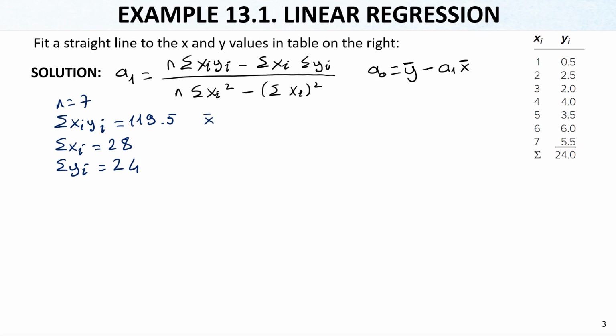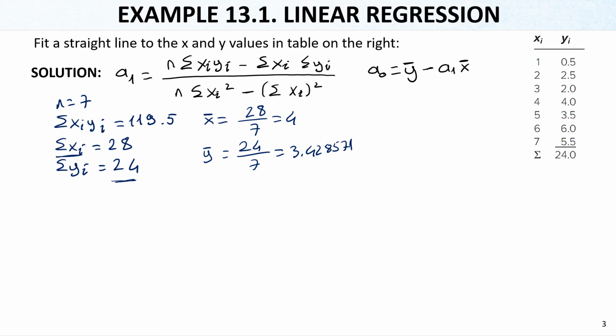If you remember, x mean is basically the summation of them, which is 28, divided by the number of terms, 7, which gives us 4. For y, it is the same: the summation of y values divided by 7 gives 3.428571.